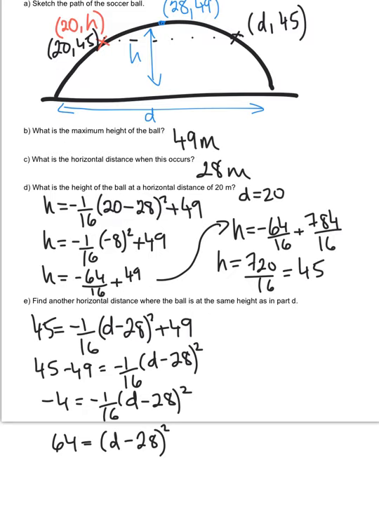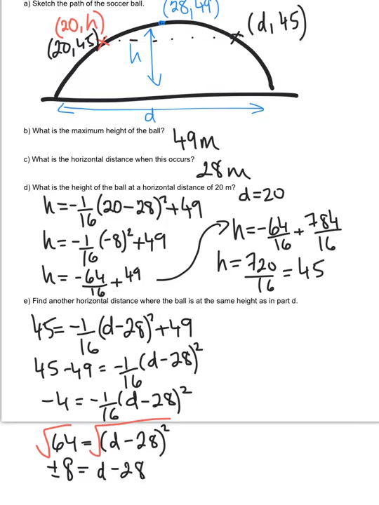And now we have this whole expression on the right side is squared. So we want to undo that square. And so we're going to have to take the square root of both sides. So when we do that, we're going to get this. Okay, so the key thing to remember here is that when we're taking the square root of any number, we're going to get two options. So square root of 64 is plus or minus 8. And then the square root of (d - 28)² is just going to be d - 28, right?